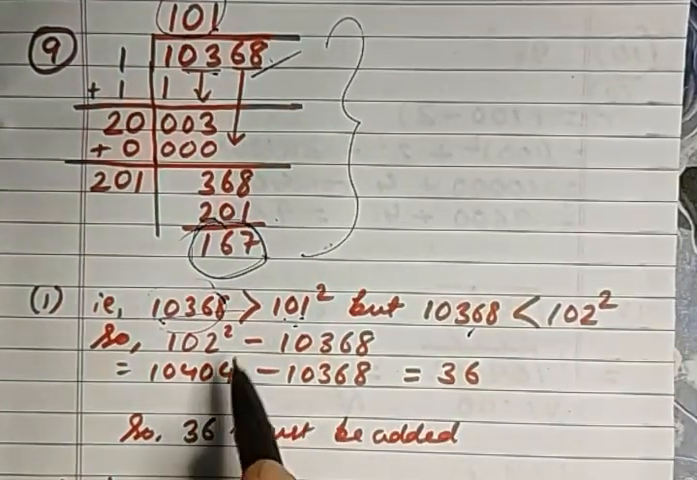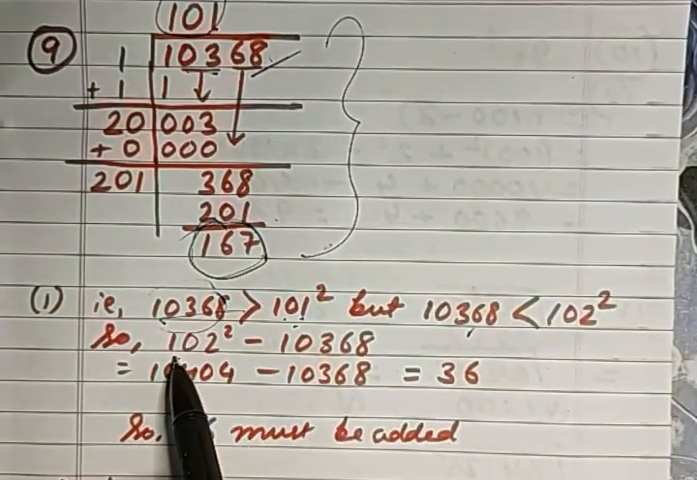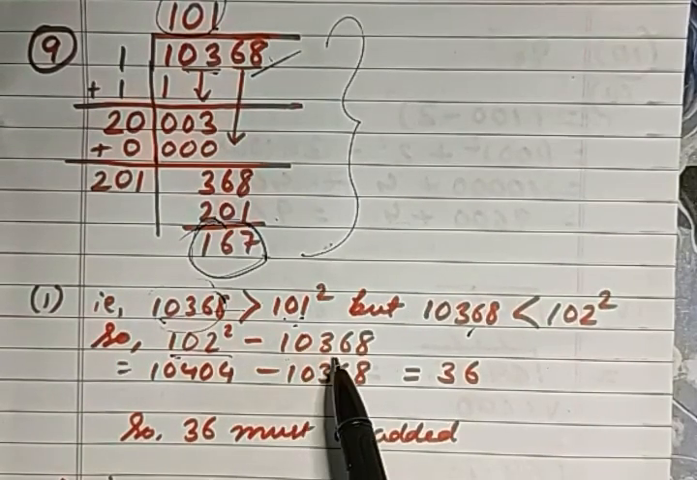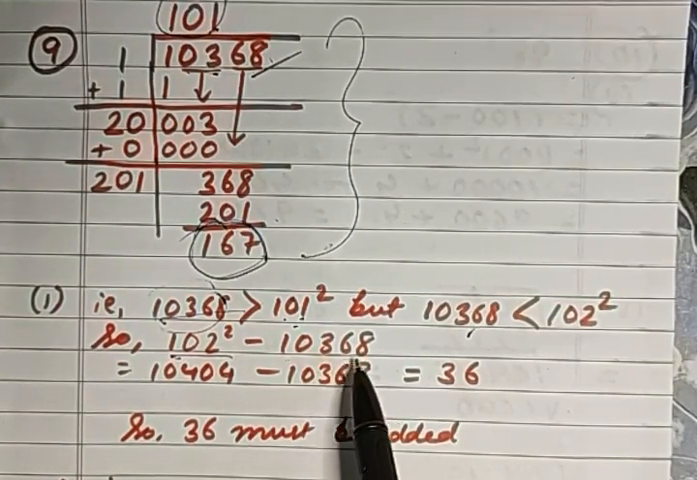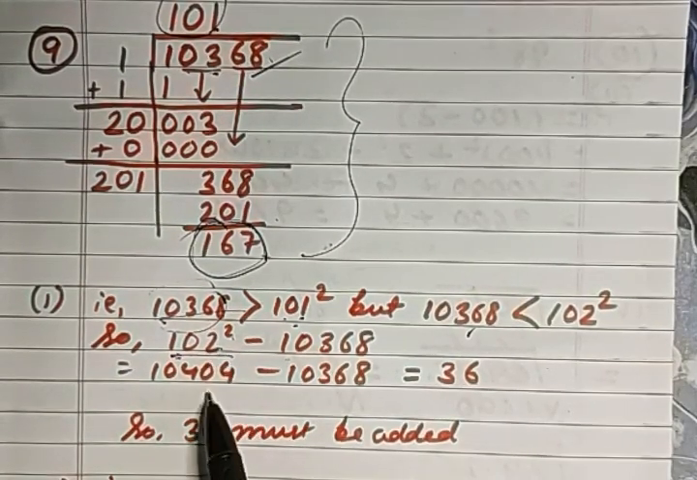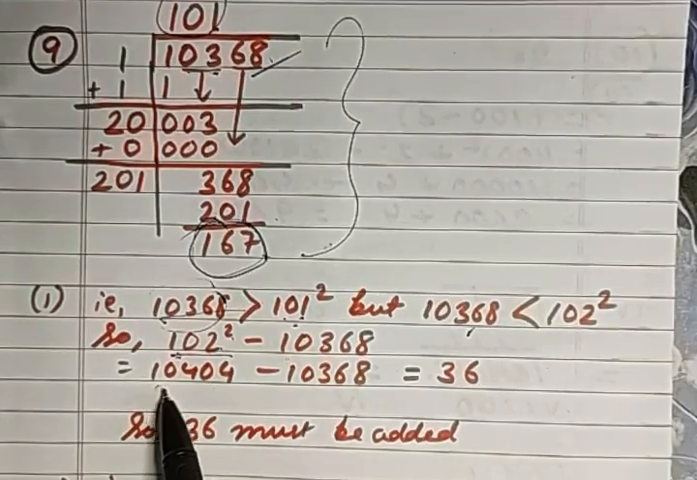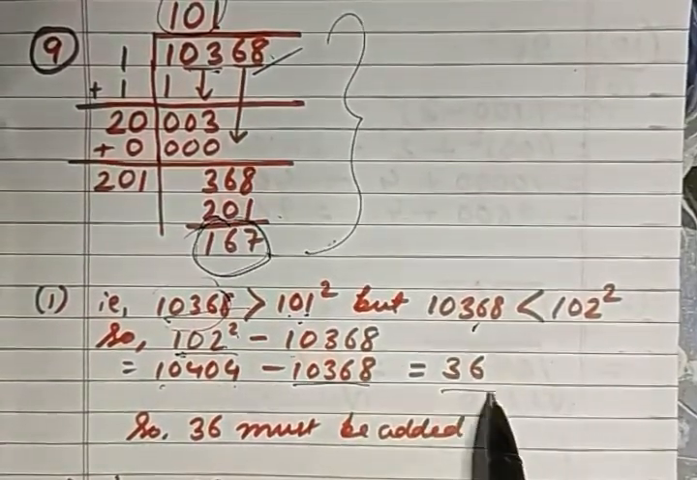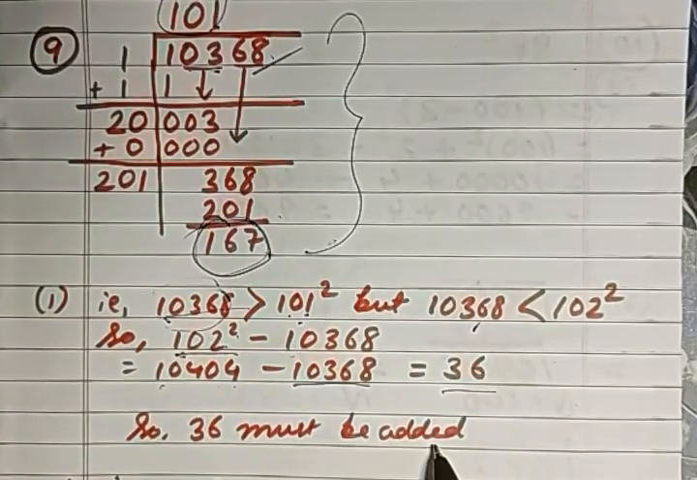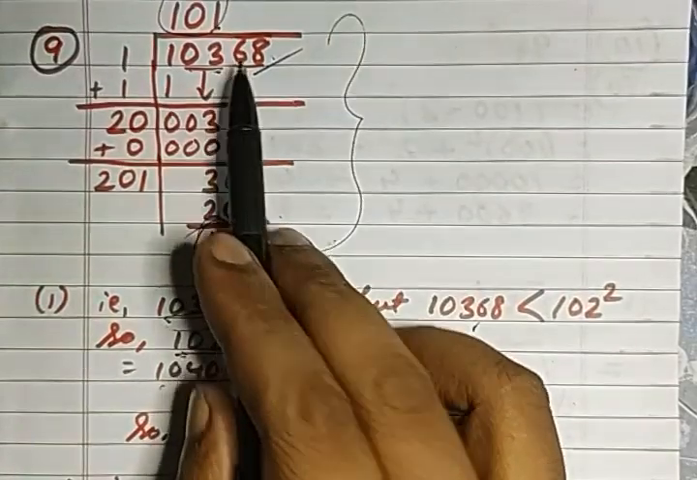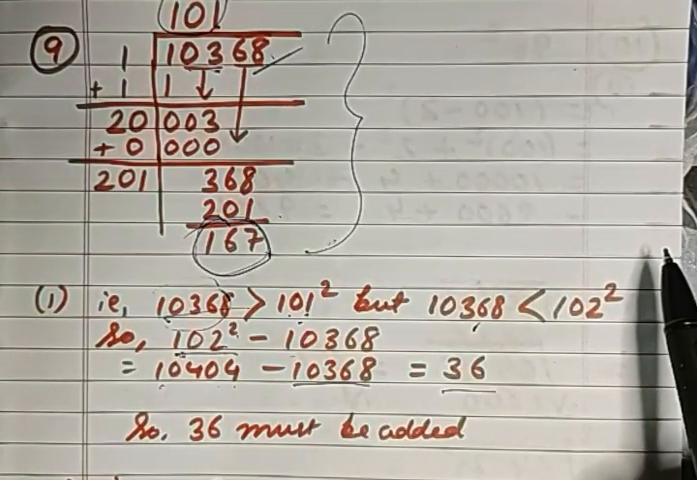So what we will do, we will simply find out the square of 102 and subtract 10,368 from the square of 102. When we found the square of 102, we got 10404, and when we subtract, we get 36. So that means 36 must be added to this number to get a perfect square. Okay.